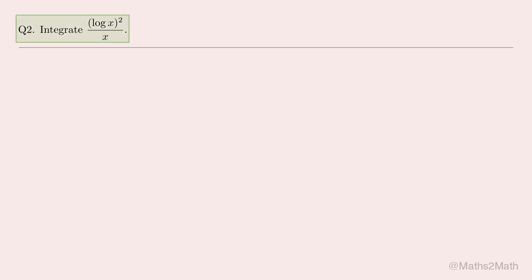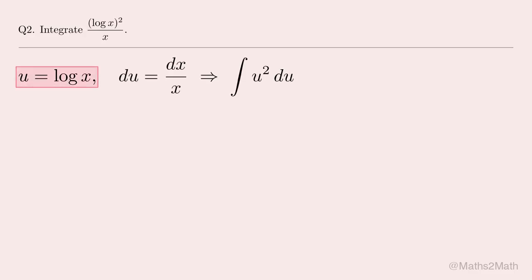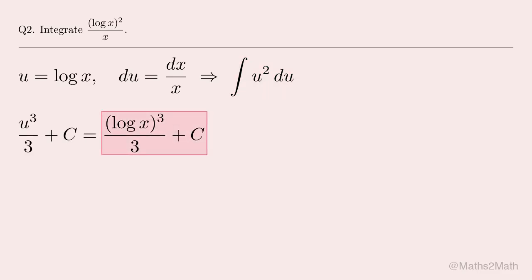Question 2. Log x squared, with the derivative of log x standing by as 1 over x. Substitute the inner log. u equals log x turns the integrand into u squared du. Integrate the power and substitute back.